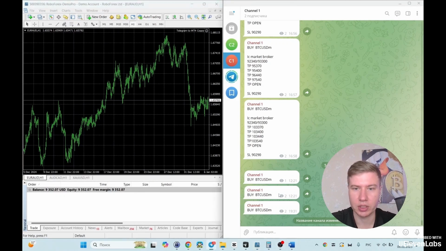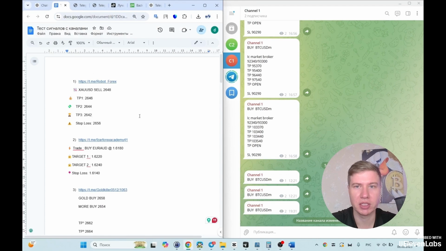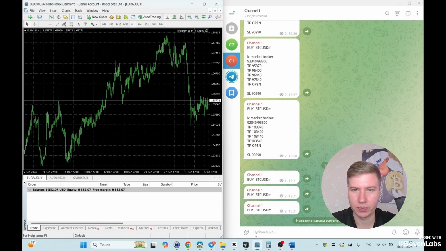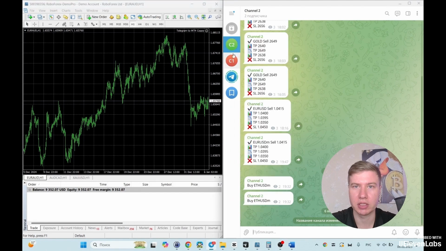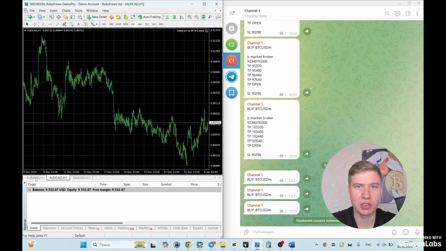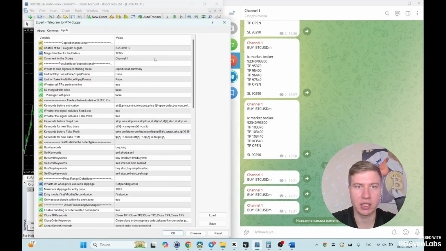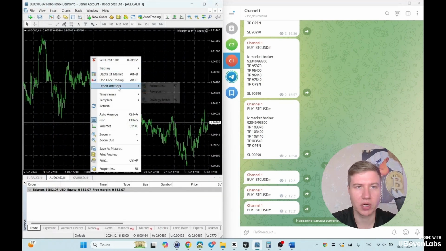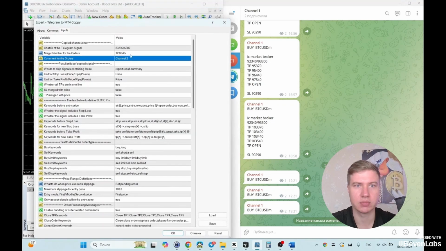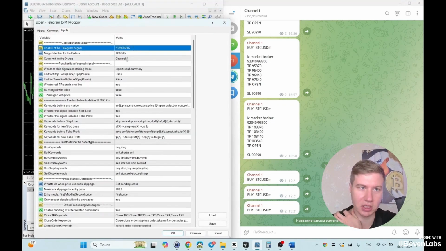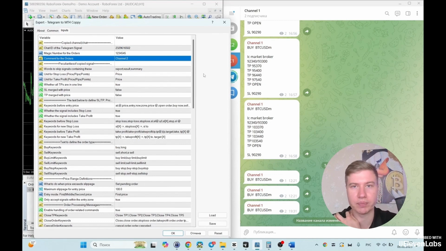And we will take turns copying the signals to check their functionality. Let's start with the first one. Also, I directly labeled channel 1 and channel 2 in the advisor settings on each chart. Here we will have channel 1, and on the other chart, we attached the comment channel to look. Here we send.